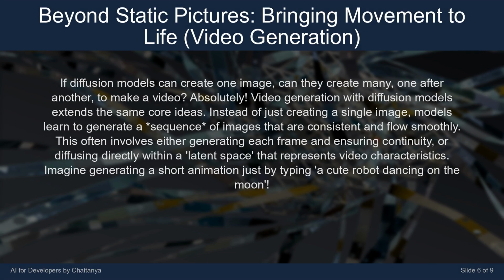If diffusion models can create one image, can they create many, one after another, to make a video? Absolutely. Video generation with diffusion models extends the same core ideas. Instead of just creating a single image, models learn to generate a sequence of images that are consistent and flow smoothly. This often involves either generating each frame and ensuring continuity, or diffusing directly within a latent space that represents video characteristics. Imagine generating a short animation just by typing, a cute robot dancing on the moon.